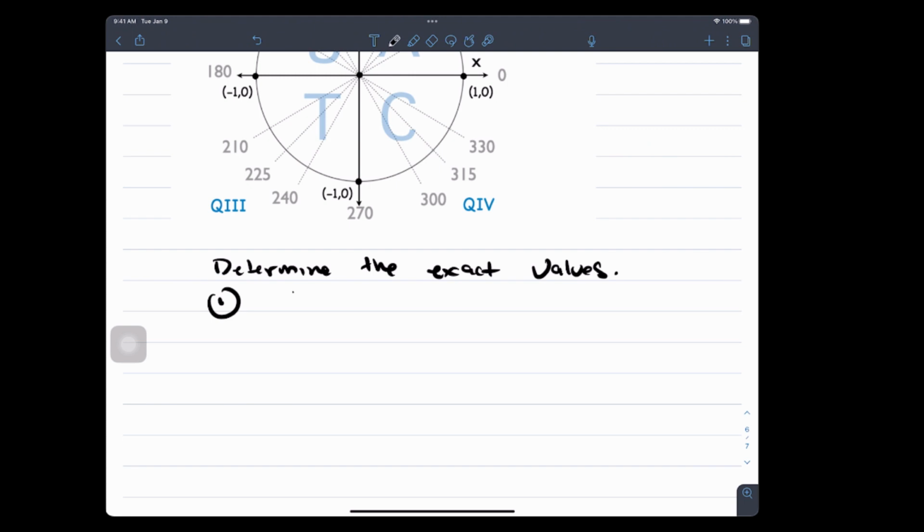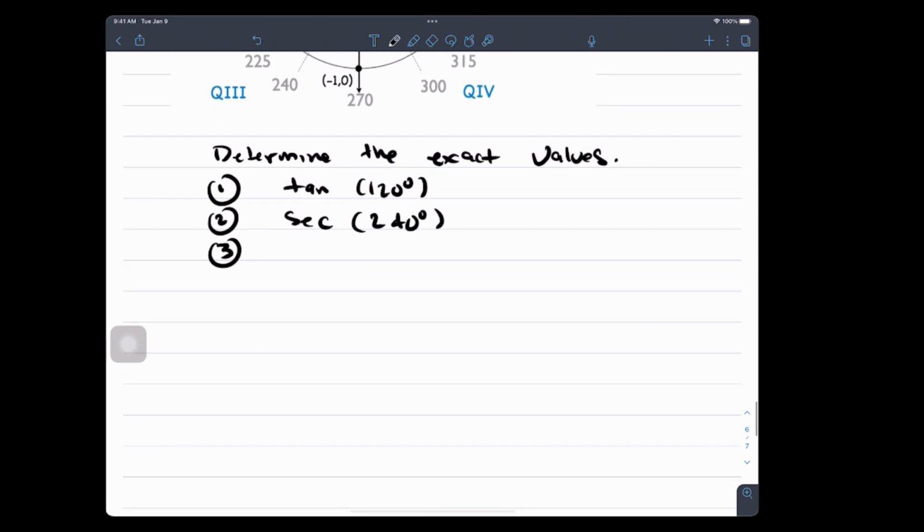How about tangent 120? Question 2. Secant 240. Question 3. Cosecant, how about 5 pi over 4?